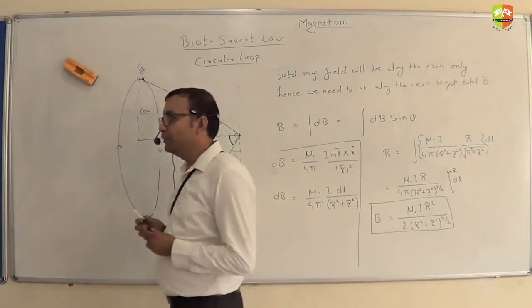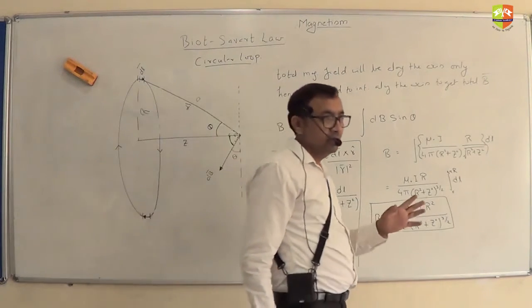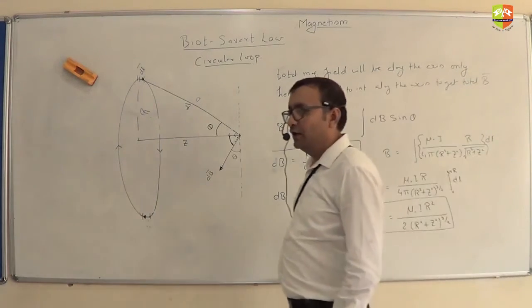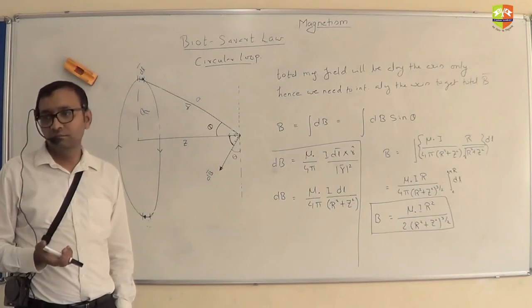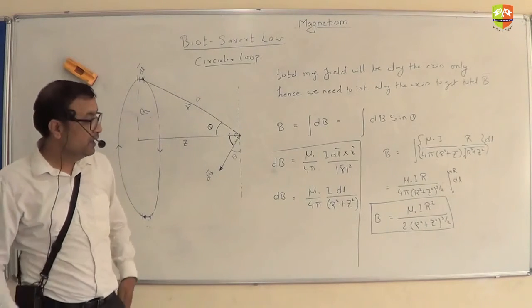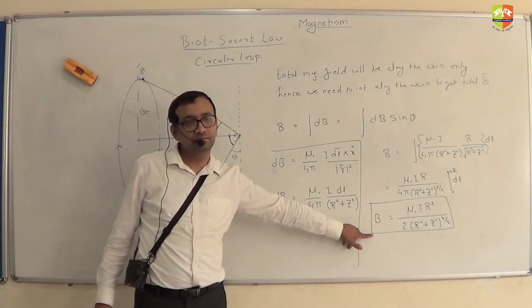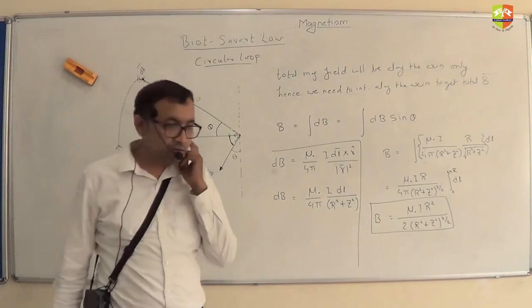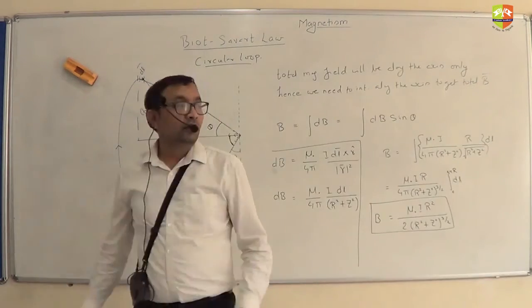Now when you put z equal to 0, what do you get? At the center, does it match with what we derived earlier? If you put z equal to 0, I am getting mu naught I divided by 2R. Okay, so both are in sync. Even this expression you must remember, it is important. Fine? Any doubts? Tell me now. No doubts.